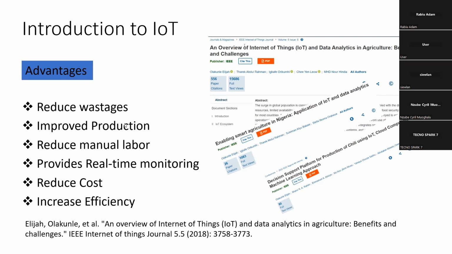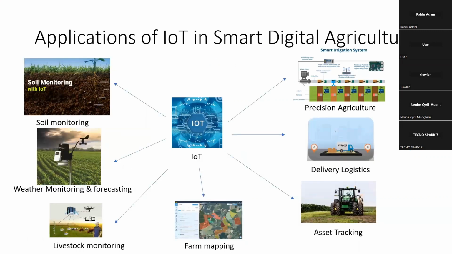Okay. So now I will talk about some of the applications of IoT in smart digital agriculture. First is soil monitoring. This is very important. Then you have weather monitoring and forecast. With the climate change and all that is happening all over the world now, weather monitoring and forecasting has become more and more important. Livestock monitoring as well, farm mapping, asset tracking, delivery logistics, and precision agriculture. So let's look at them one after the other.